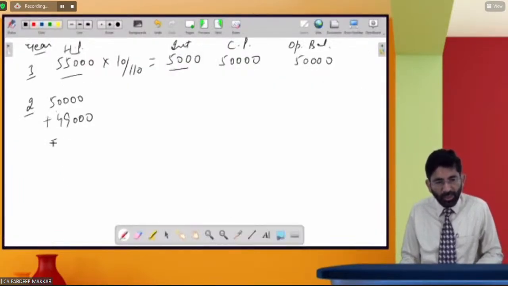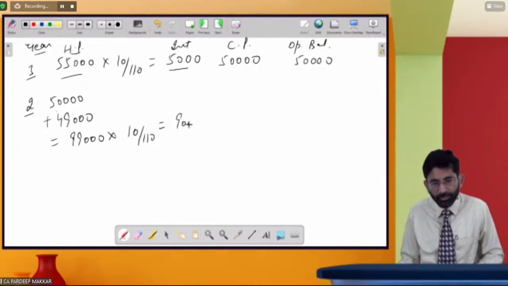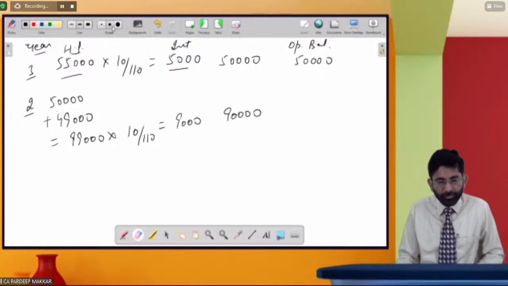So total HP price at the beginning of second year was 99,000, which includes interest also. When he has deducted the interest, it is 9,000. He got the opening balance. This is opening balance, not the HP price, sorry. It is 90,000. And this opening balance, you may write here also one and the same thing.